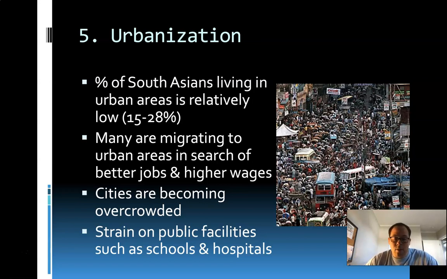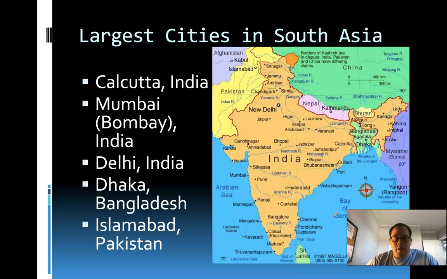Public facilities such as schools, hospitals, roadways, and sewage systems, all of these public utilities, become overrun with the amount of people that are using them because they're not built for that amount. The largest cities in South Asia are Calcutta in India, Mumbai, Delhi, Dhaka, and Islamabad in Pakistan.